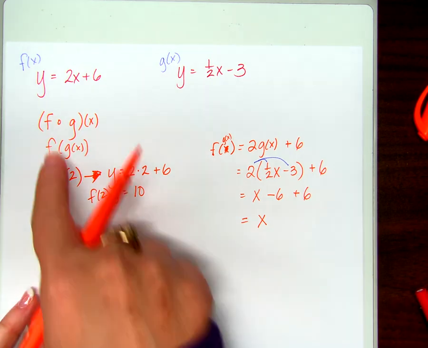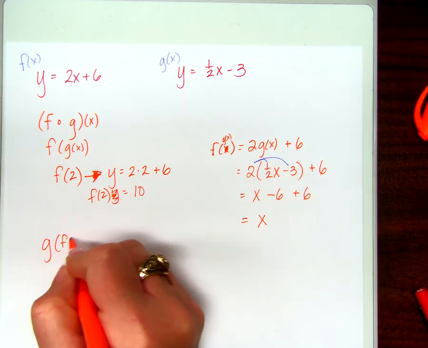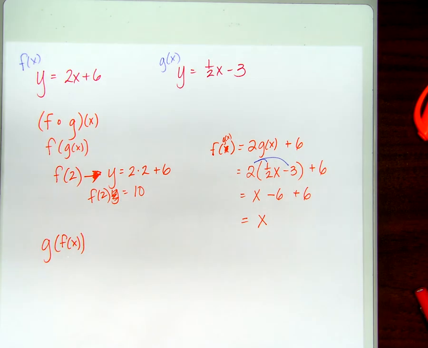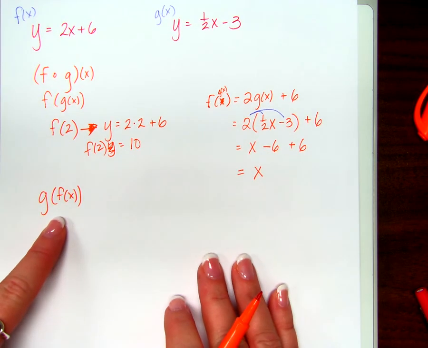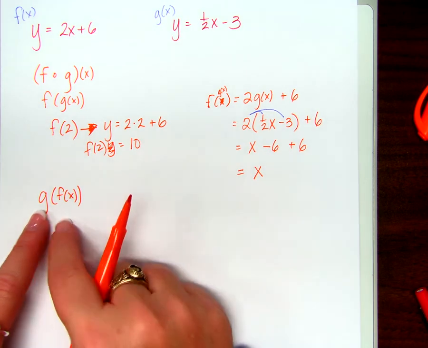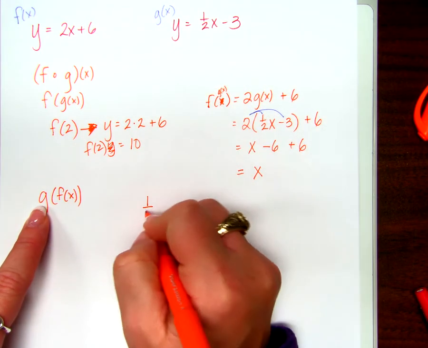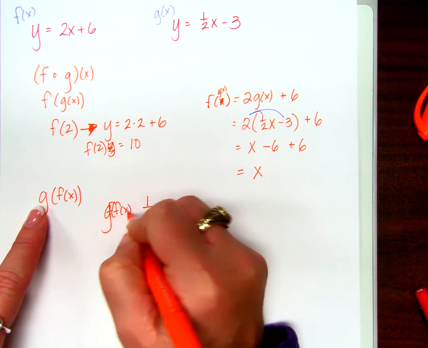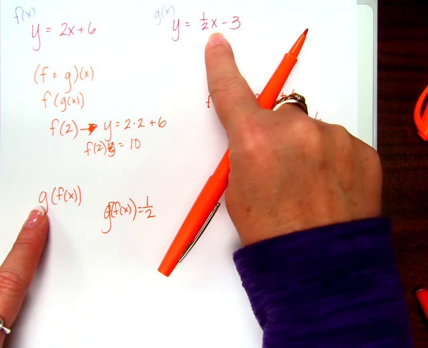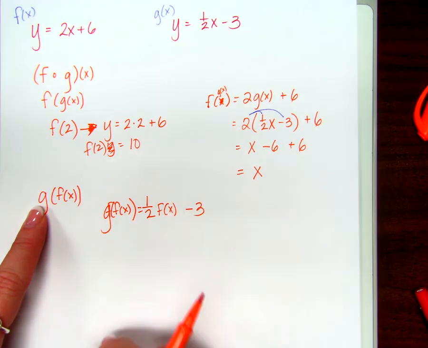Well, here's the deal. If I could do f of g of x, couldn't I do g of f of x as well? Okay, we're going to do that, and I want you to watch what happens this time. Okay? So I'm going to start with g, because that's the one on the outside. That's this one right here. So I'm going to have g of f of x equals 1/2 times f of x minus 3.